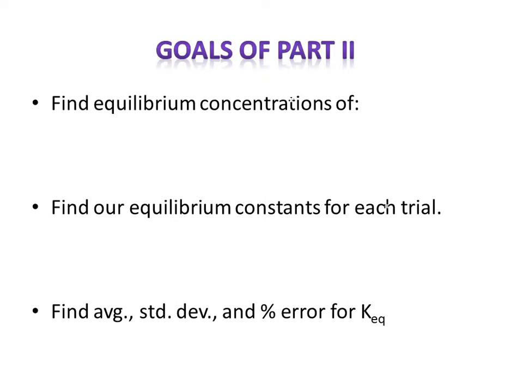So now that we have our calibration line and we can relate our absorbance data to our concentration data, we want to find equilibrium concentrations of our iron thiocyanate complex, our iron 3 plus, and our thiocyanate. Once we have equilibrium concentrations of these different species, we can calculate our equilibrium constants for each trial. Our end goal is to find the average, standard deviation and percent error for all 5 trials worth of equilibrium constants. So we're going to have 5 equilibrium constants when we're done to work with.